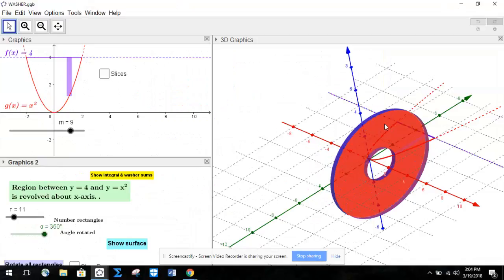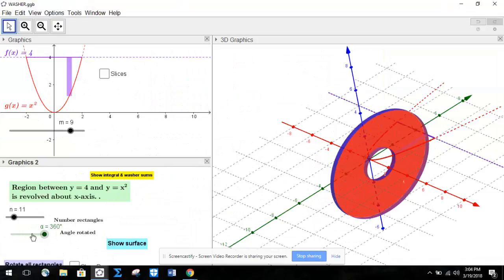When you have a shape that looks like this, again, it's called the washer method. When you have the washer method and you have this hole, it's very similar to the disk method, but there's a small change, and I'm going to show that to you tomorrow.